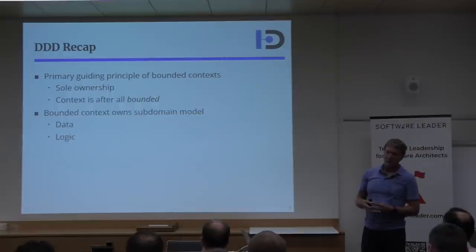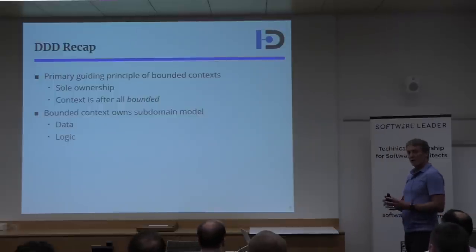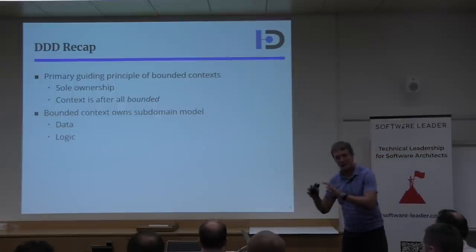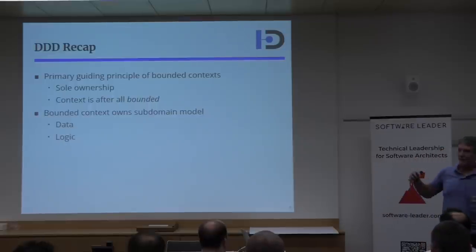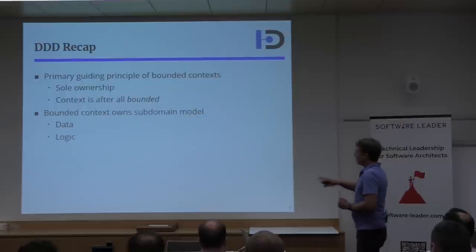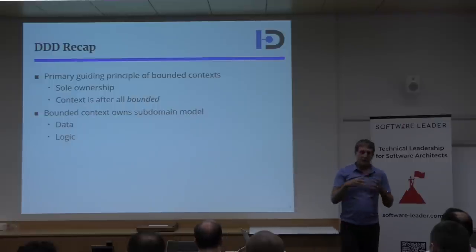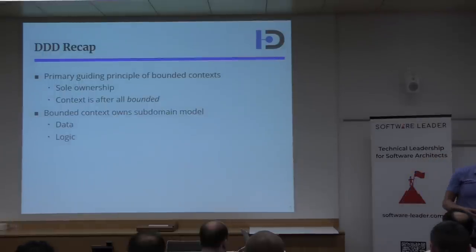Some of the guiding principles of DDD, of course, is that each bounded context has ownership of its domain model. So it's a bounded context after all. That's the whole point of the bounded context. Try to avoid this leakage of abstractions that have different meanings across bounded contexts. That bounded context owns its submodel, which infers ownership of the data and logic that relates to that submodel.